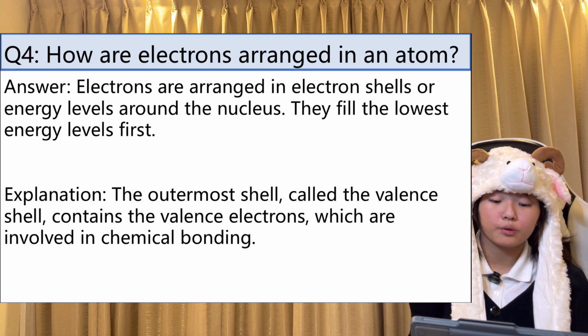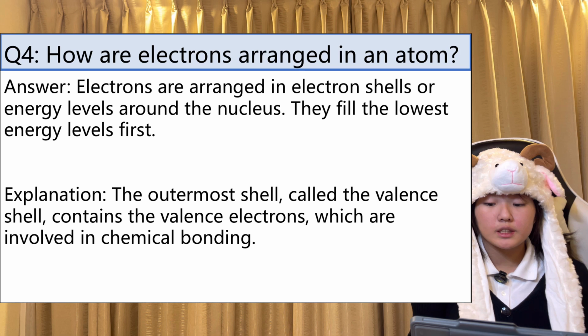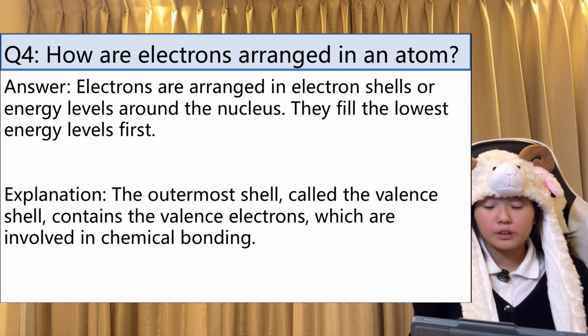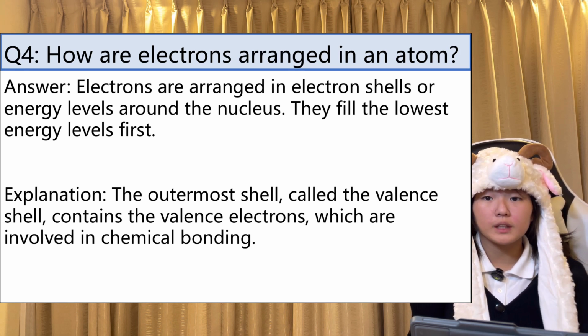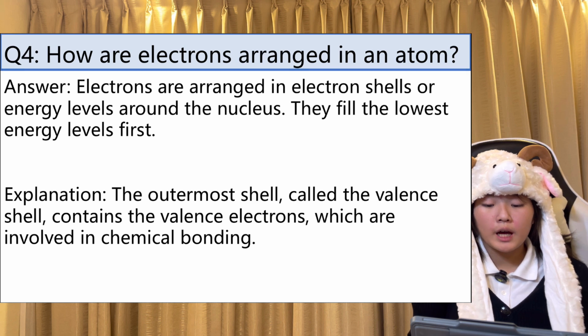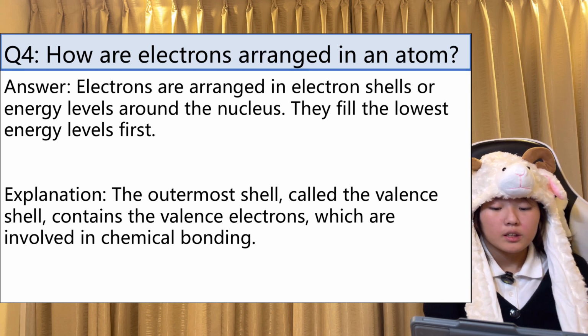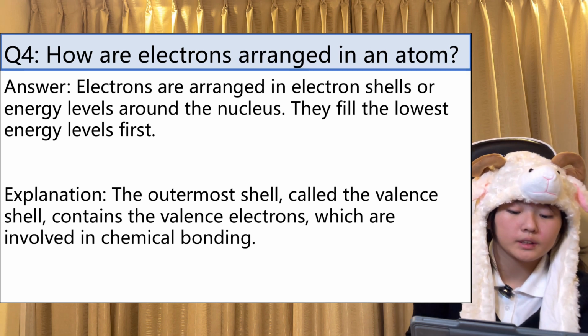The answer to question 4 is electrons are arranged in electron shells or energy levels around the nucleus. They fill the lowest energy levels first. This is because the outermost shell, called the valence shell, contains valence electrons which are involved in chemical bonding.